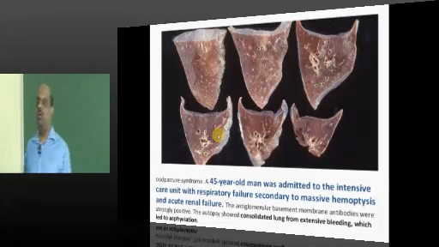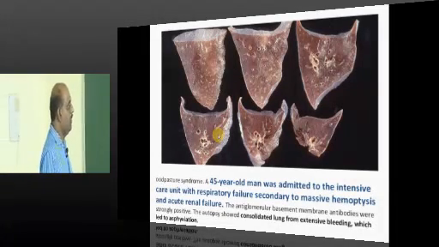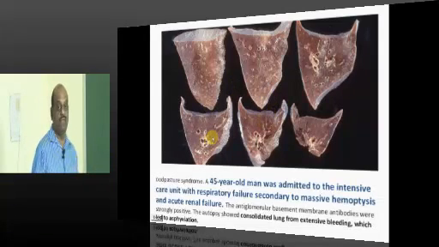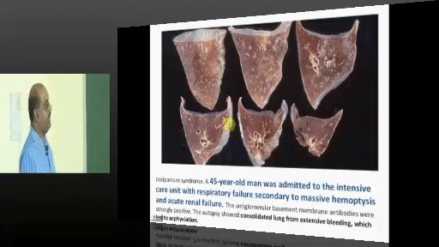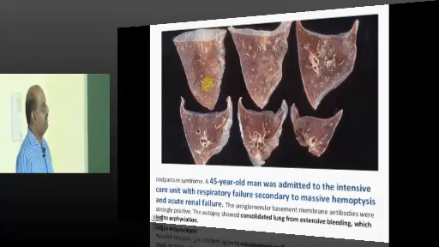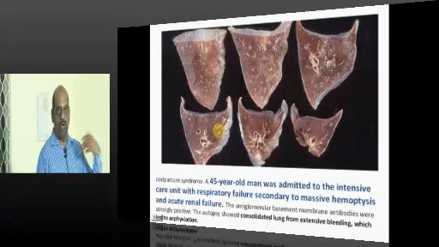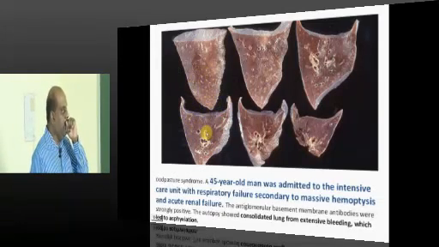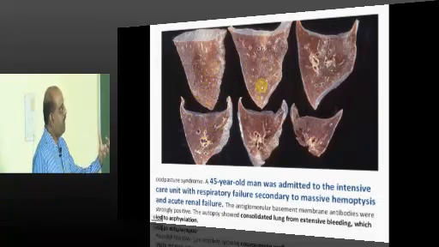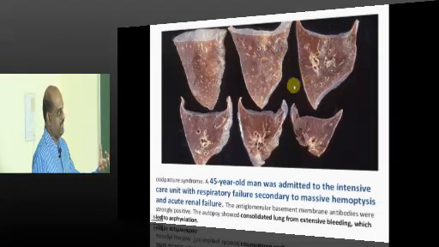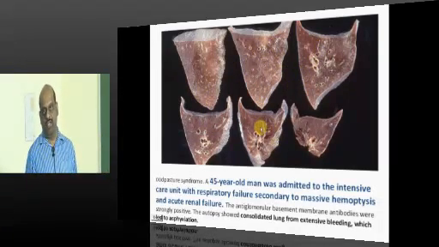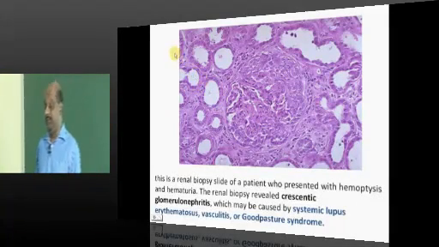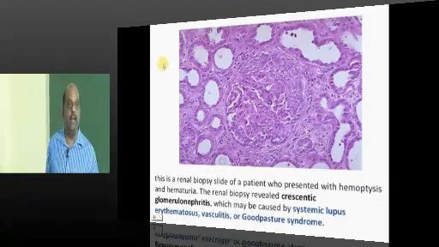There is a 45-year-old man who was admitted because of respiratory failure due to massive hemoptysis along with acute renal failure, and later on post-mortem when autopsy was conducted, there are multiple foci of bleeding into the lungs, which is being demonstrated in case of Goodpasture. Now, you have taken a renal biopsy.